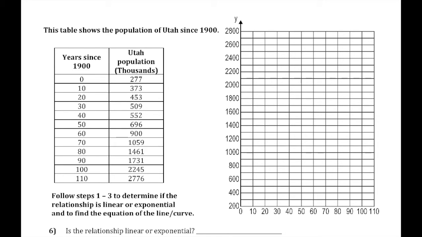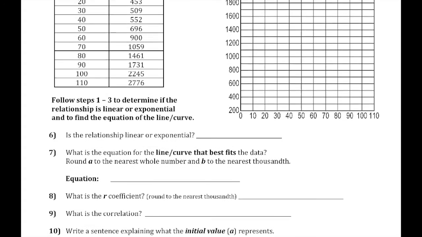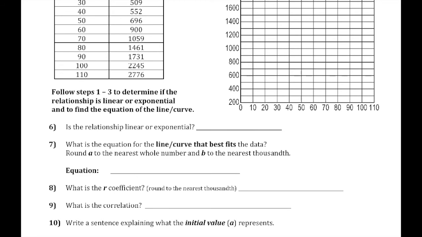Okay, so this next page, we're going to talk about a different situation. So this table shows the population of Utah since 1900. Okay, so we're going to follow the same steps, and we're going to enter the information into our Desmos calculator. And then we're going to figure out, is this linear or exponential? Make sure you understand why we're deciding this.